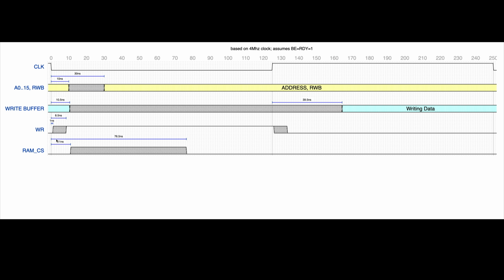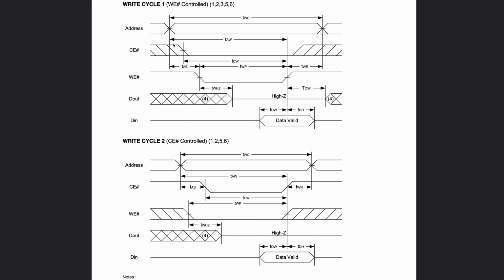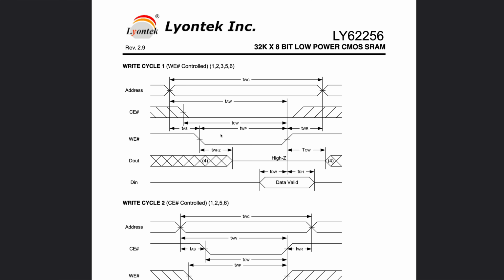This is our RAM chip select. We've computed it to be 76 nanoseconds in a previous video. And now we can take a more precise look at the timing of the RAM in a write cycle. So we're going to be in the write cycle 1 because our chip enable is happening way before the write enable. So this is what we're going to be focusing on.